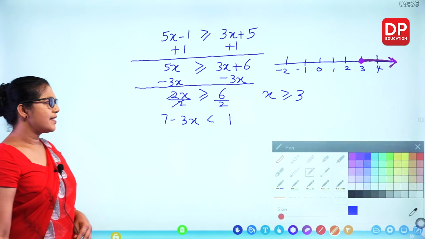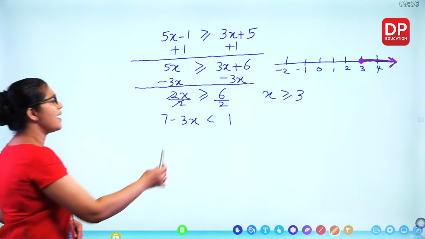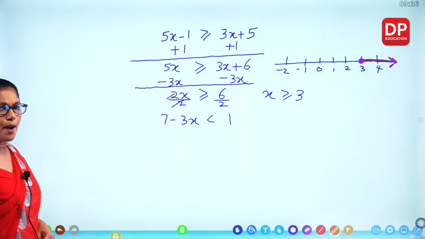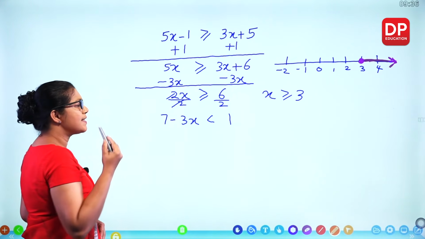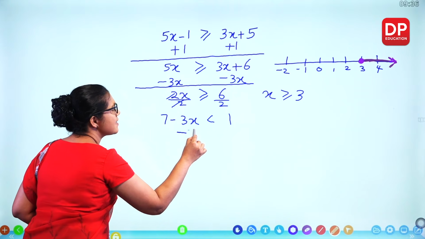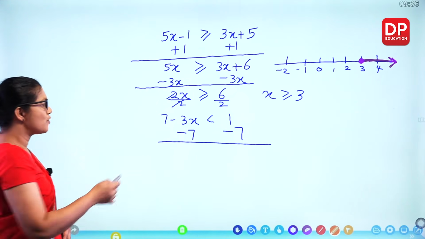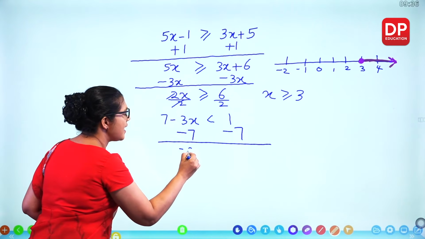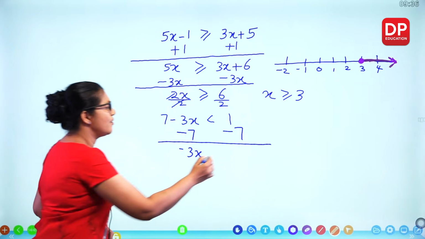7 minus 3x is less than 1. So I can keep x's on this side and take numbers to the other side. So I want to get rid of this 7. I can subtract 7 from both sides. So what happens when you subtract? You get minus 3x. 1 minus 7, you get minus 6.